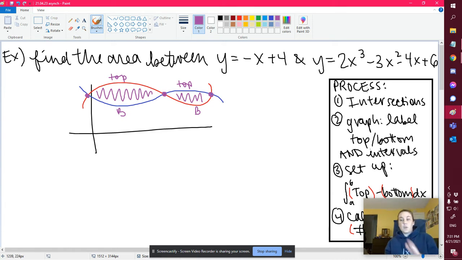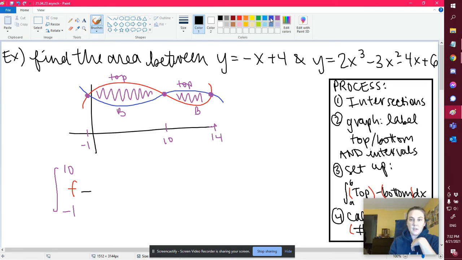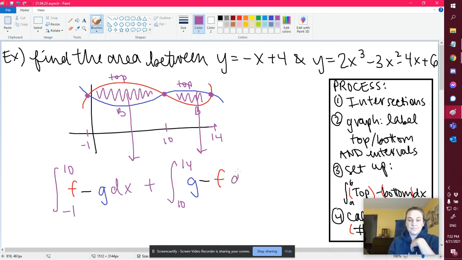The process is the same, right? We still find the intersections. So something like this would be -1, maybe 10, maybe 14, right? We would still graph and label the top and the bottom. And then in the setup, instead of going from -1 all the way to 14, we would go to 10 first, have the red function minus the blue function, right? And then add that area to this area, which is going from 10 to 14, where the blue function is on top, and we subtract the red function being on the bottom, right?